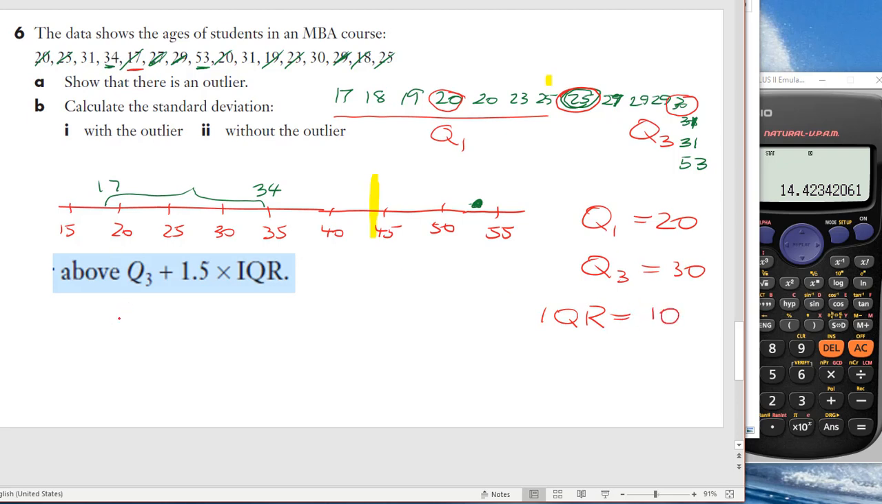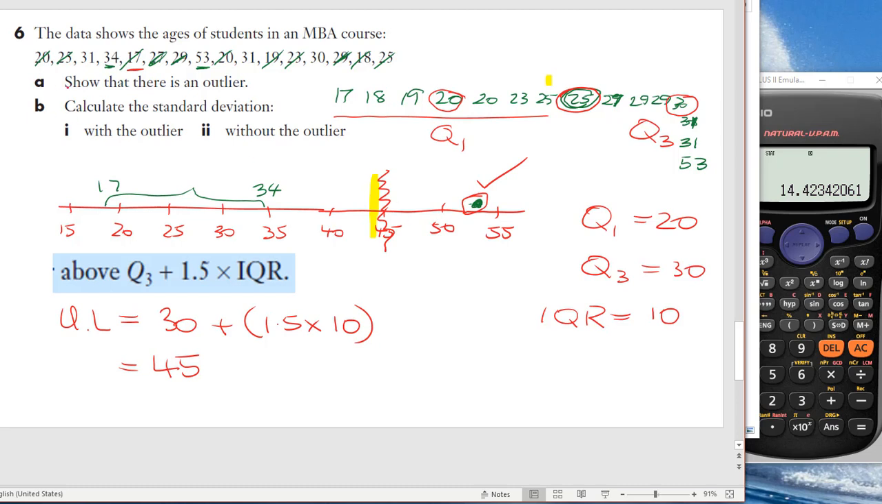So if we come and work out this upper limit, I'll call it UL, it's Q3, which is 30, plus 1.5 times the interquartile range. Now 1.5 times 10 is 15, plus 30 is 45. This is our upper limit. Wasn't too far away up here on my drawing. So anything above 45 for this data set, we can count as an outlier, which the 53 definitely is.